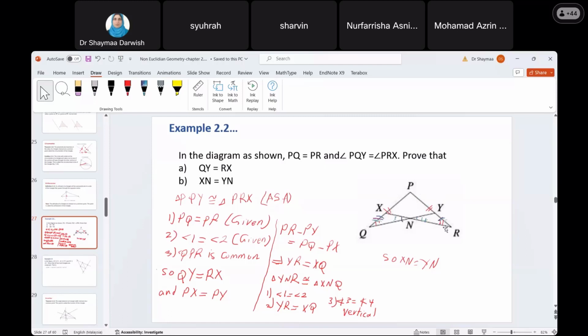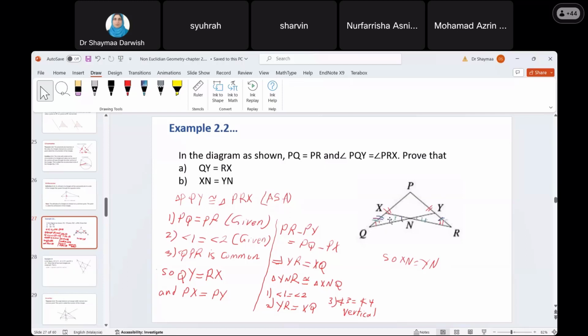So now from BR, if I subtract BY, from BQ, if I subtract BX, the remaining will be equal to the remaining. This is notation 3 or 4 for Euclid. So from this notation, you have that YR equal to XQ. So now you can make the triangle Y and R congruent to the triangle X and Q.